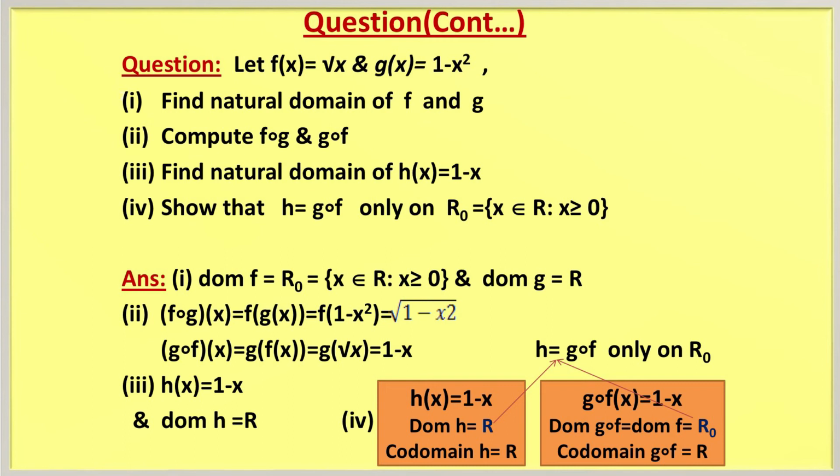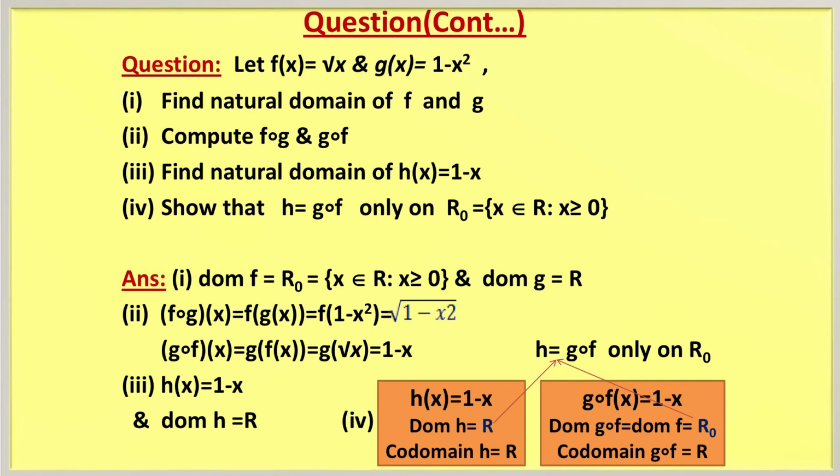But in comparison to your g composition f, the formula is also 1 minus x, and the domain of g composition f is equal to the domain of f. What is the domain of f? Domain of f is R_0, that is, the set of positive real numbers union 0. Codomain of h is R, codomain of g composition f is R.